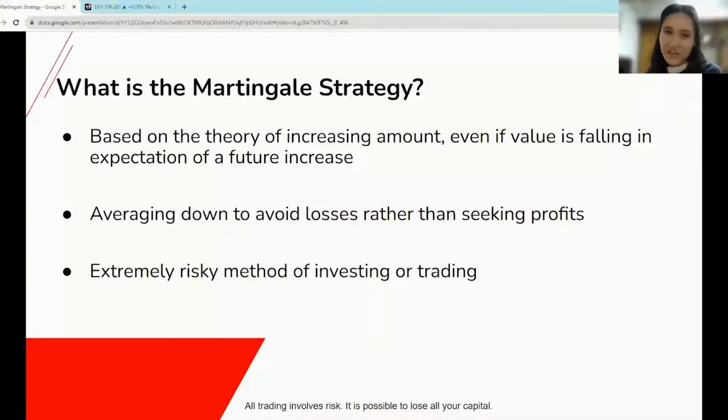Okay, let me know in the chat if there are any of you guys who actually regularly use the martingale strategy. I'm just curious to know. Because it is a very popular strategy, although very, very risky.